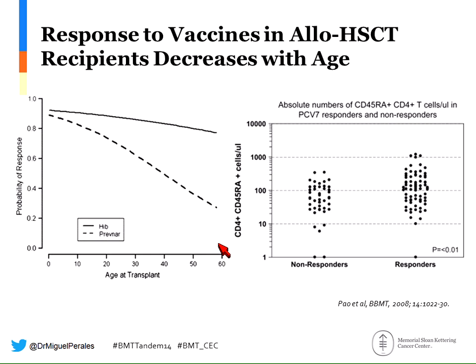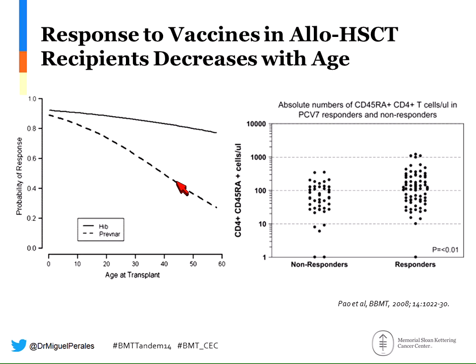What about vaccine responses? I mentioned the recovery of B cells. Well, in order for a vaccine to work, you need B cells to make antibodies, but you also need CD4 help, T cell help, to help the B cells work. And so what this shows here, this is again from our center looking at vaccine responses over time. And this is the HIV vaccine, this is Prevnar, and you can see that the response to the vaccine decreases with the age at transplant.